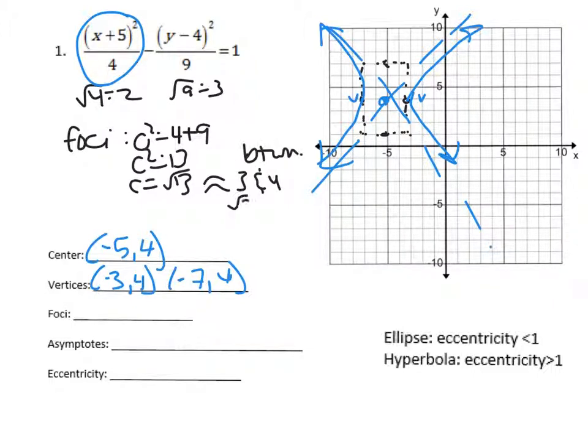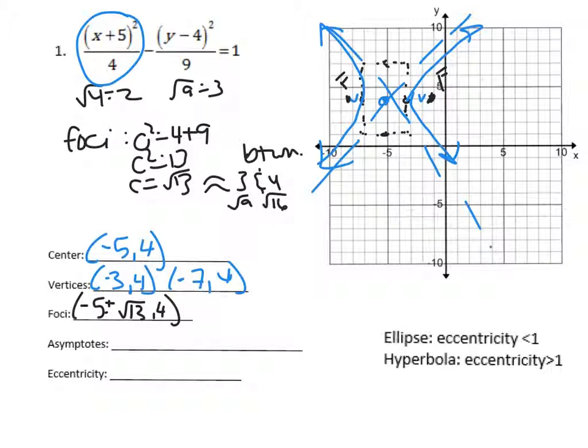Because it's between square root of 9 and square root of 16. Yes, you're going to have to do that without a calculator on the test. So 1, 2, 3, between 3 and 4. There's my two foci. And if I went right and left square root of 13, that's going to make my point -5 plus or minus square root of 13, comma 4.